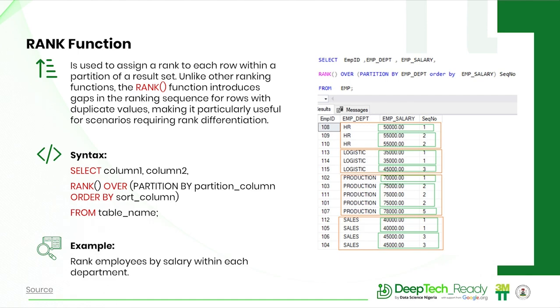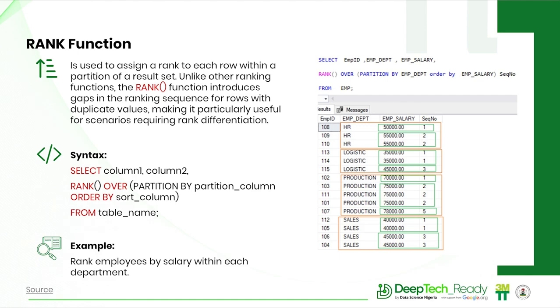Now it assigns 1 and 1 to them, then it skips the next number just like we said. It normally skips the next number if they have the same value. So it skips and then it assigns the third employee, which is 115, that ends with 45,000. It assigns a sequence ID of 3 to 8. We have an example to illustrate how the ranking function works.